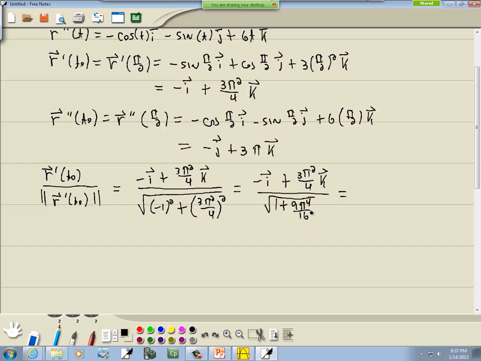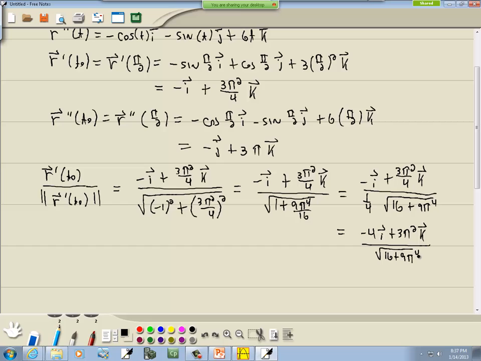Not a whole lot of simplifying I can do. I can bring out a 1/16, and that gives me a 1/4 here. So it gives me negative i plus 3 pi squared over 4 k. When I factor out a 1/16, this becomes 16 plus 9 pi to the 4th. Now I could multiply everything by 4, so it would give us negative 4i plus 3 pi squared k over square root of 16 plus 9 pi to the 4th. And that's about as far as I'm going to simplify it. I could take it further, but it's probably not really worth the effort.